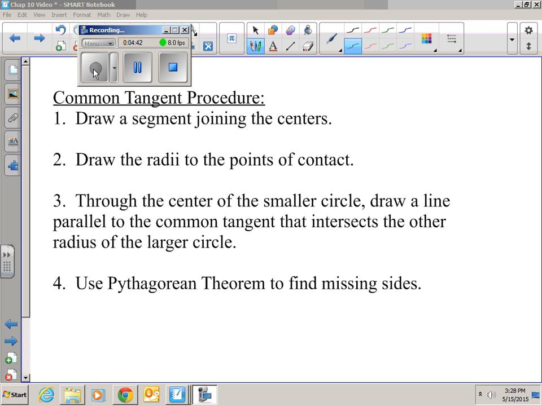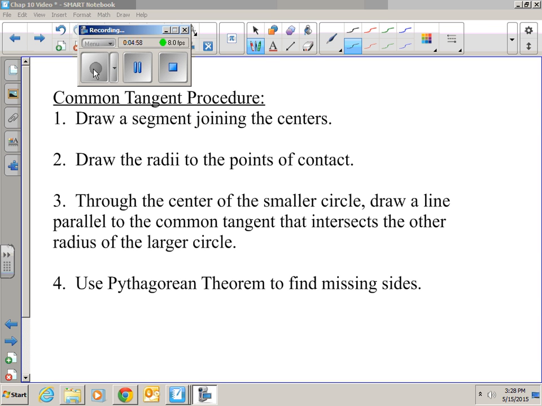Okay, next we're going to talk about the common tangent procedure, and I'll go over with you in class what a common tangent is. But a common tangent procedure is basically a 4-step recipe to solving problems that involve common tangents. The first step is to draw a segment joining the centers.